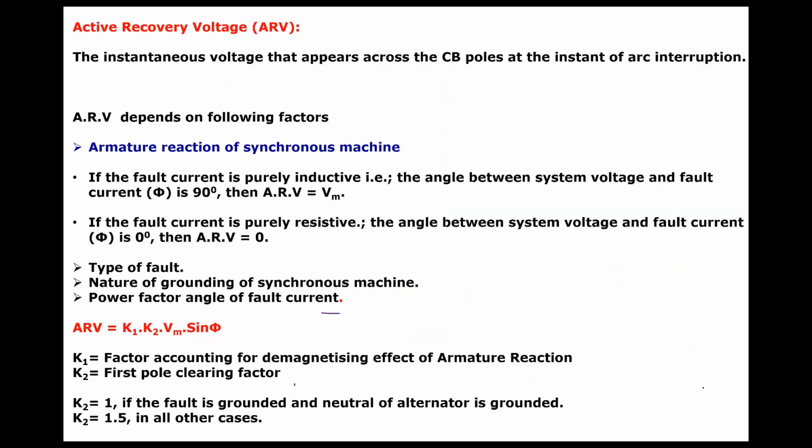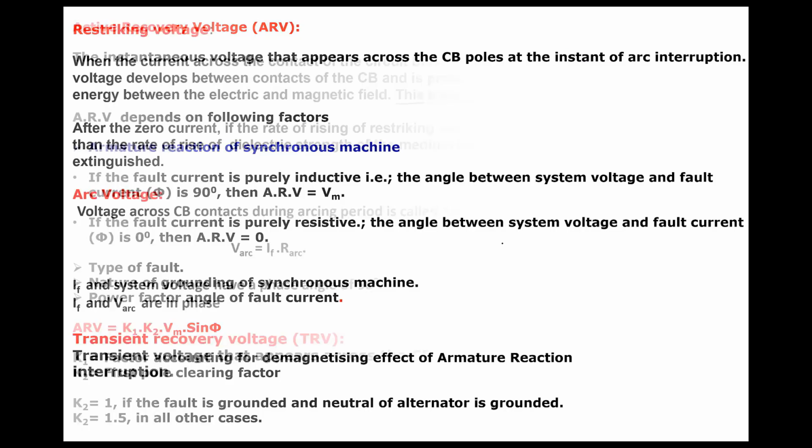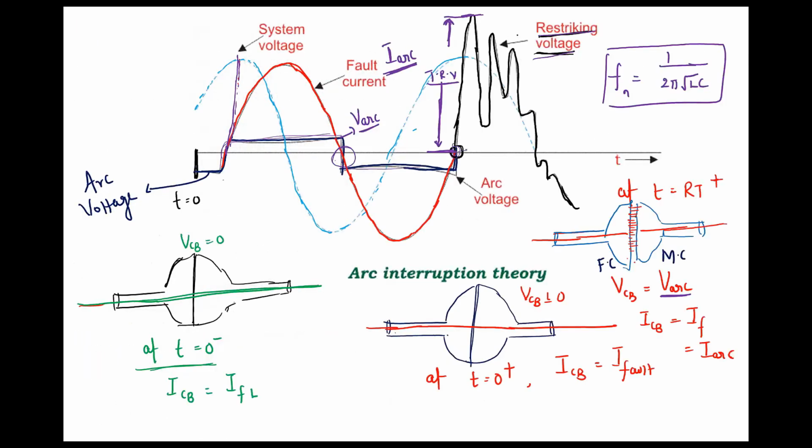Next, active recovery voltage. The instantaneous voltage that appears across the circuit breaker poles after final arc interruption is called active recovery voltage. That means once the final arc is completely quenched and the transients die out, the system voltage will again become the normal value.